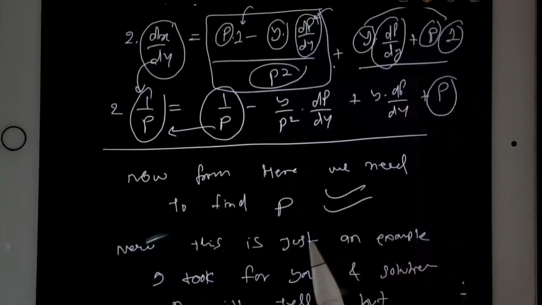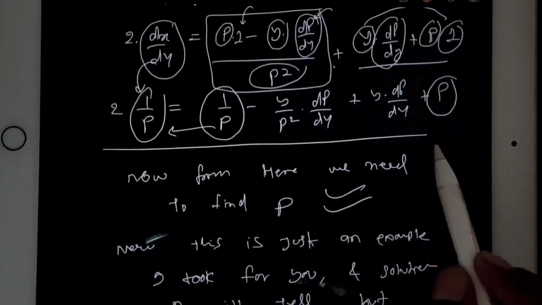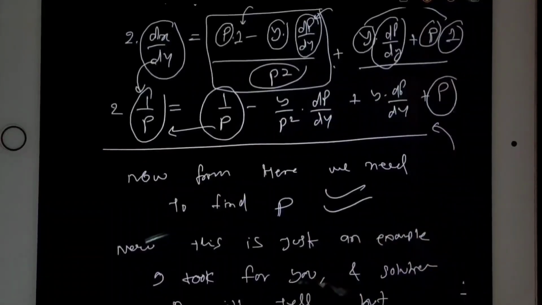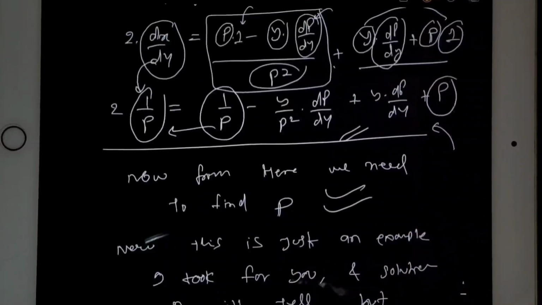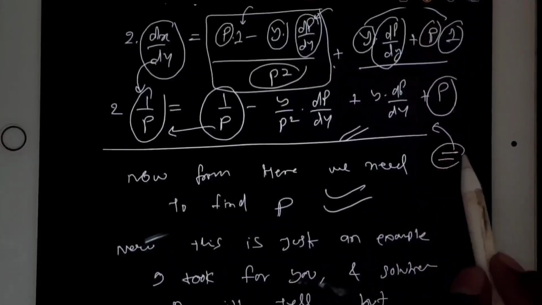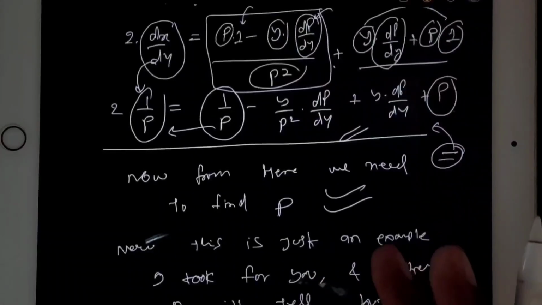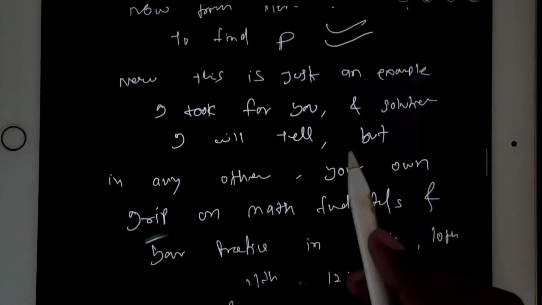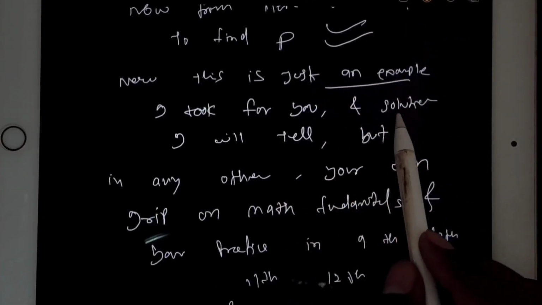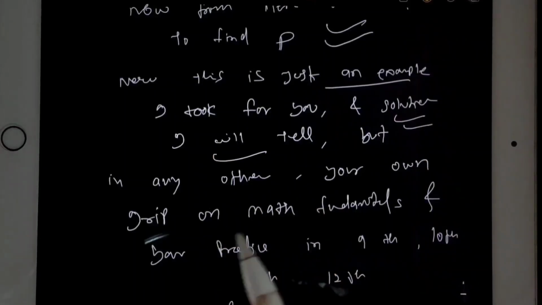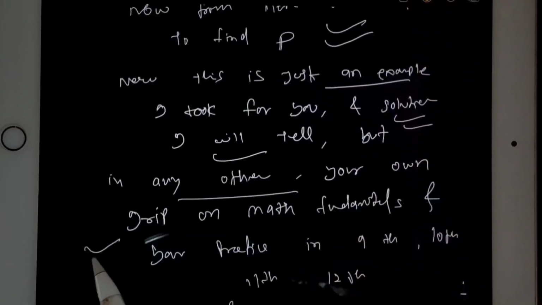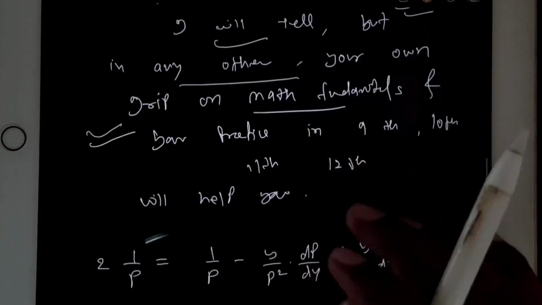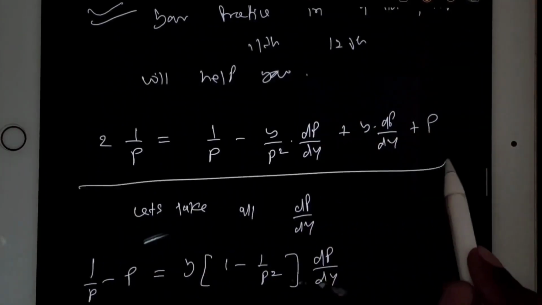From here every individual will have a different level of problem. Some people may think, oh, I cannot solve further for p, but some students with very good practice know that this equation is solvable for p, it's not a problem. How will you know? Every individual can be different, but this is just an example I took for you of what I am going to explain right now. In any other situation, your own grip on mathematics fundamentals will help you. So this was the problem.